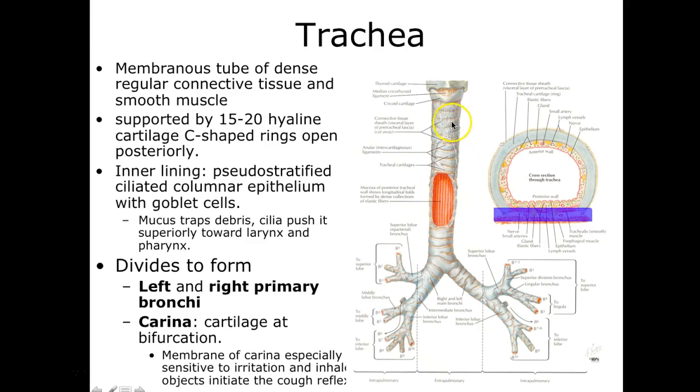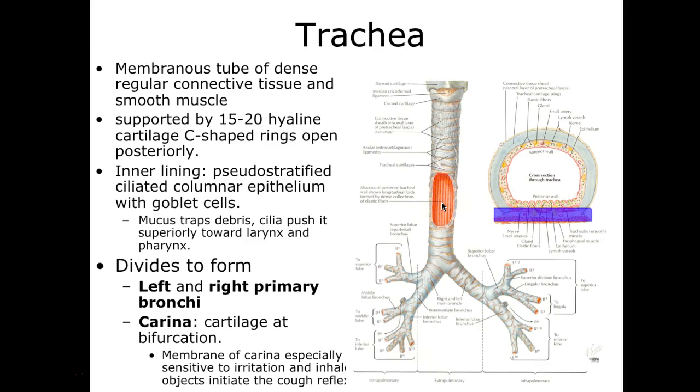So in between these hyaline C-shaped rings, we have dense regular connective tissue sitting in between them, and mostly back in here, and also membranous tissue within the anterior portion. The inner lining of our trachea, which you see a little open section over here, is made up of what we know as respiratory epithelium. And that again is pseudostratified ciliated columnar epithelium with goblet cells.